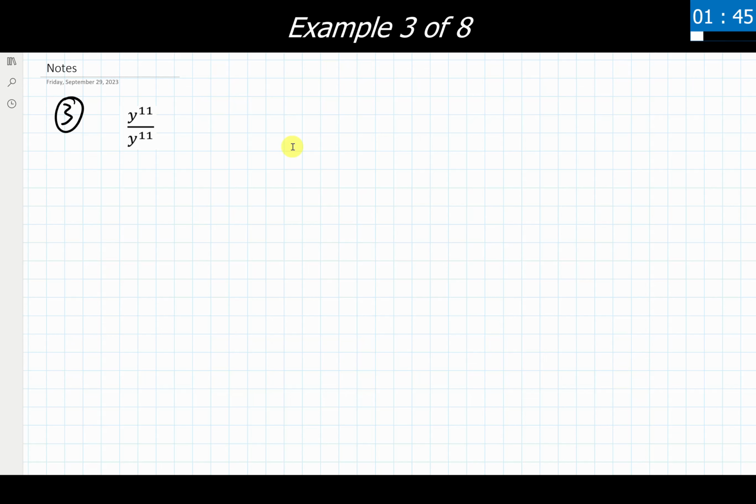So let's apply the quotient property first. I have the same base, y, that's being divided by itself. That means I can go ahead and use the quotient rule, and I'm going to get y to the 11 minus 11 power. Now when I subtract those together, I'm going to get y to the 0 power.